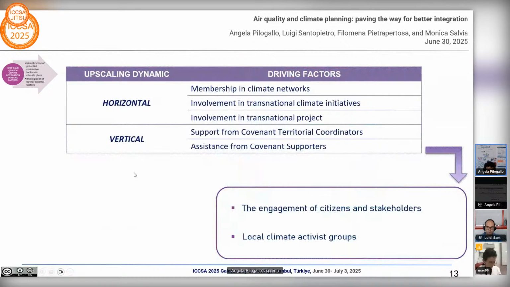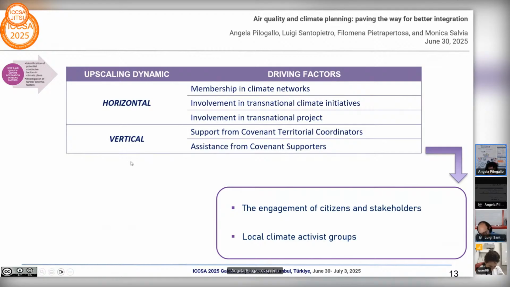Among the factors driving a better integration, we considered the membership in climate networks and initiatives, and the involvement in transnational projects, referring to the horizontal dynamic. Concerning the vertical, we considered the support from Covenant territorial coordinators and other kinds of supporters, and the assistance from Covenant supporters.